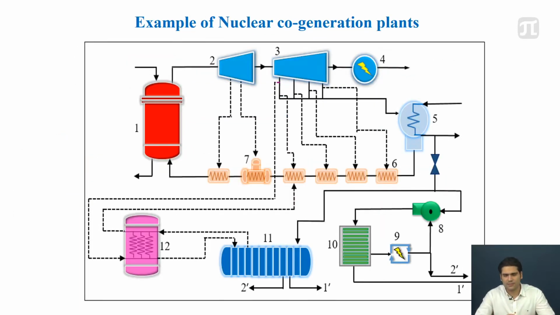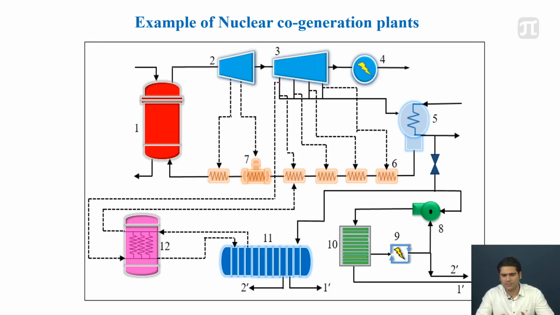In this scheme, you can see a very general and typical scheme of a nuclear cogeneration plant. You can see that steam is extracted from the low pressure turbine and given to the intermediate loop number 12. Here we can use the heat of this extracted steam, and for example in this scheme we have a seawater desalination plant, but it makes no difference.